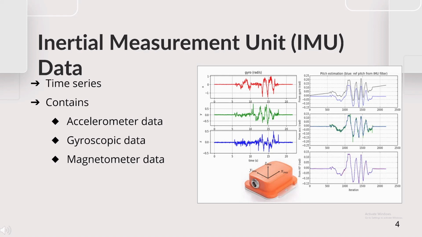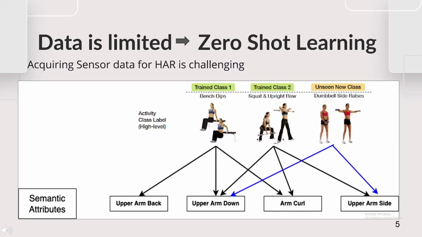Collecting and annotating large amounts of these sensor data for a lot of activities is expensive and time-consuming. Because of this reason, currently available public sensor datasets only contain data for a limited number of activities. And because of this, even though we can train human activity recognition for these available activities, it is hard to extend them to a wider array of activities. This is where zero-shot learning comes into the picture.